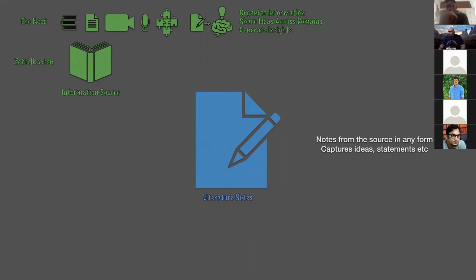Or maybe you use OneNote, or maybe you use Evernote, or maybe you're old school cool and you use a notepad to actually take down notes. So essentially, this literature note captures the raw data that you think is useful for you. Now, this is one step more than most people do. What is a typical problem? 99% of us read, watch, listen, and then we forget. We don't make notes. So the first step is to make notes.